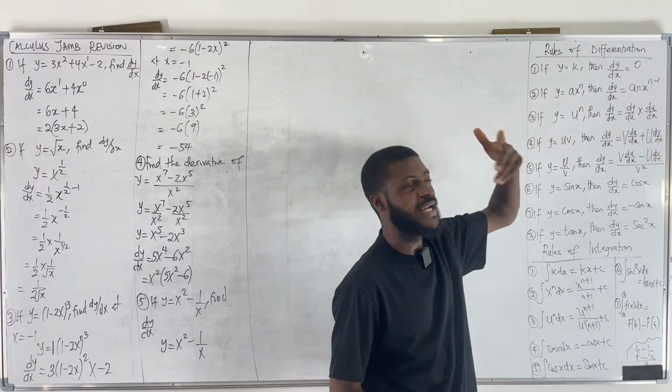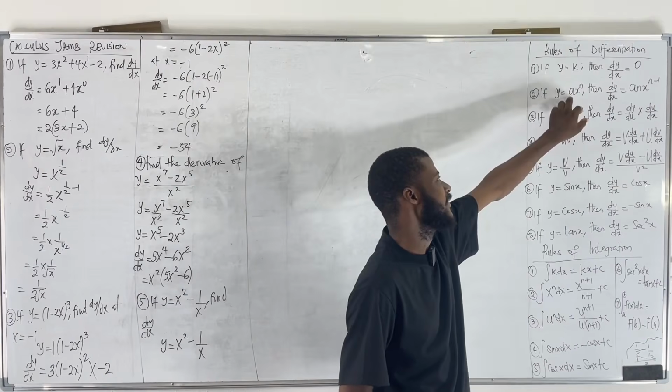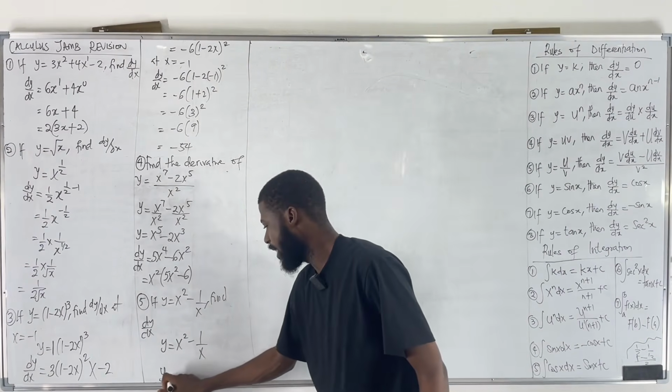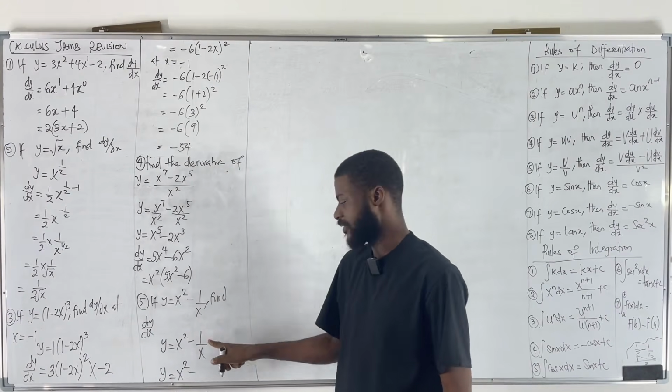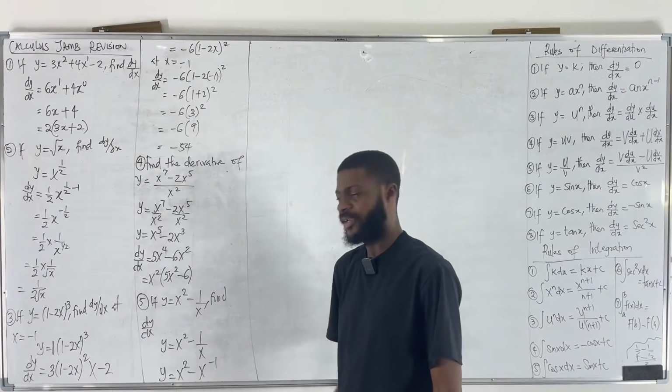In fact, the goal most times is to make sure that you have this very rule so that life will be easy for you. So I don't like the 1 over x. So this is y equals x squared minus, there should be another way to write this. And what's that other way? x to the power of minus 1.